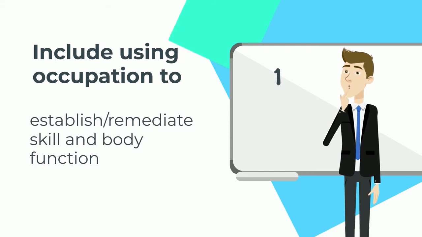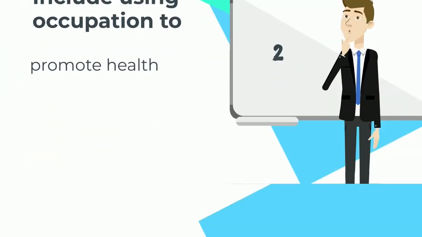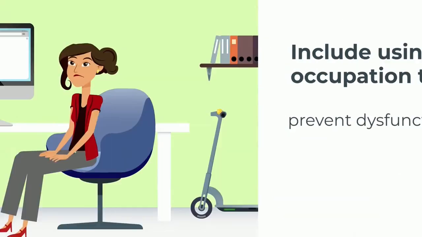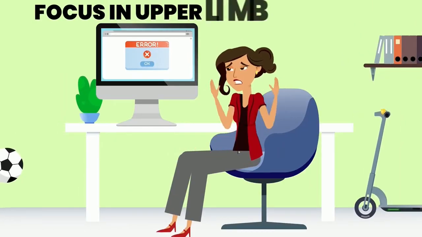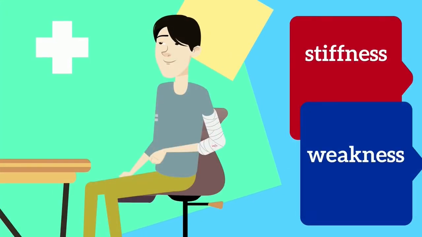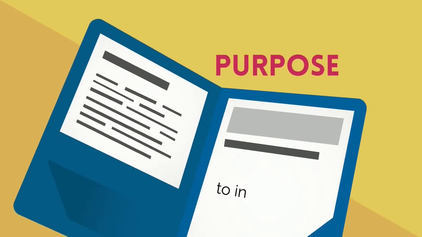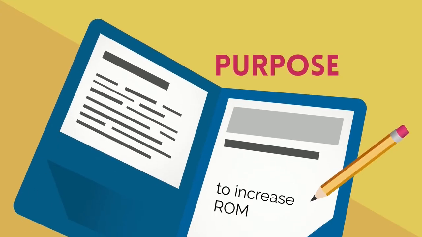This may include using occupation to establish or remediate client skills and body functions, to promote health or to prevent dysfunction. For this intervention, we focus on upper limb dysfunction such as stiffness and weakness of the upper limb. So, the purpose of it is to increase the range of motion in the upper limb, to increase strength in the upper limb, and the long-term goal is to enable the client for occupation.